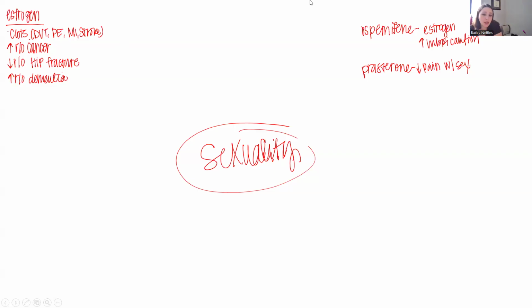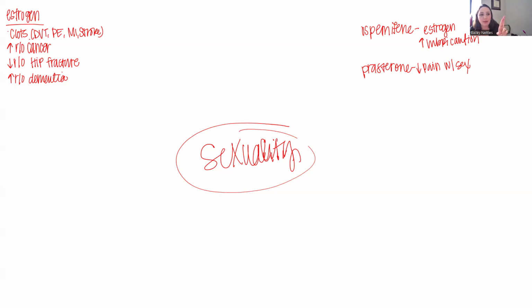Okay. You're also at an increased risk for cancer, specifically female reproductive cancer, like breast cancer, cervical cancer, ovarian, uterine, whatever it is. This does decrease the risk of hip fractures. I'm sorry, I said that it does increase it over there, but we still want to measure someone's bone density to make sure that it's helping. And it can also increase your risk of dementia.